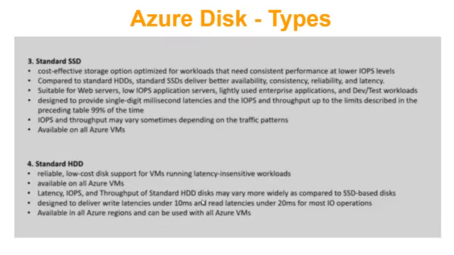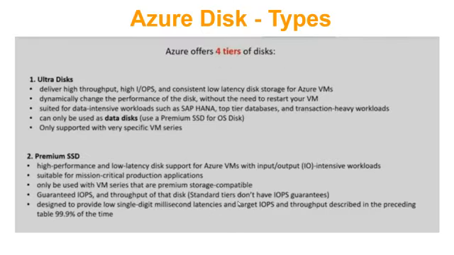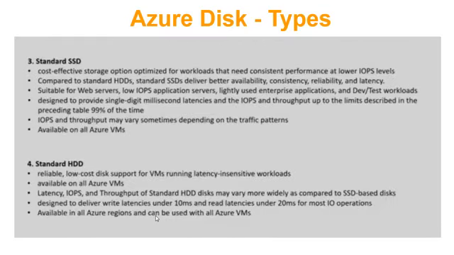So we have some other type, that is standard SSD. Standard SSD will not provide guaranteed IOPS, but here premium SSD provides guaranteed IOPS. So that is one major difference between premium SSD and standard SSD. And it is designed to provide low single digit millisecond latency and target IOPS and throughput. So it provides 99.9% of the availability. So whenever you need to have very low latency, in that case you can use premium SSD.